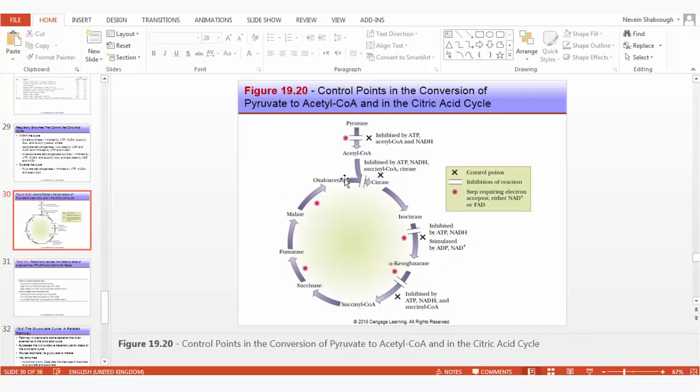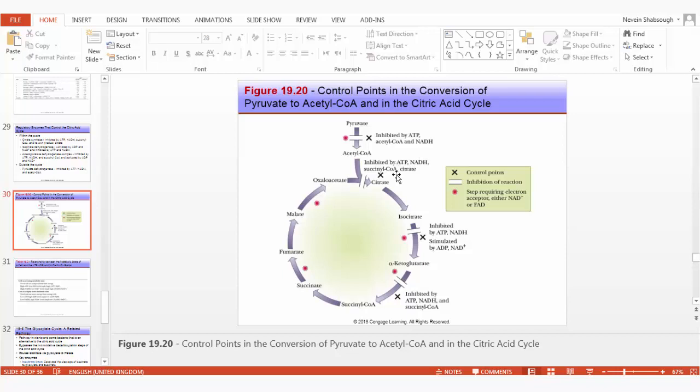Now, if we look thoroughly at these points, all of them are inhibited by ATP and NADH. These are the end products of a series of reactions. Also, acetyl-CoA, which is the product, inhibits its own formation, and we call this product inhibition. Now, the enzyme pyruvate dehydrogenase is, however, activated by ADP, which is abundant when a cell needs energy.